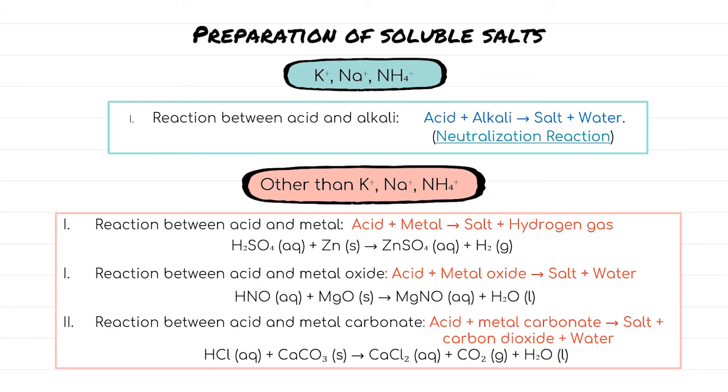So here are the examples. For the reaction between acid and metal, sulfuric acid reacts with zinc, and we get zinc sulfate. Between nitric acid and magnesium oxide, we get magnesium nitrate. And for hydrochloric acid and calcium carbonate, we get calcium chloride, carbon dioxide, and also water.